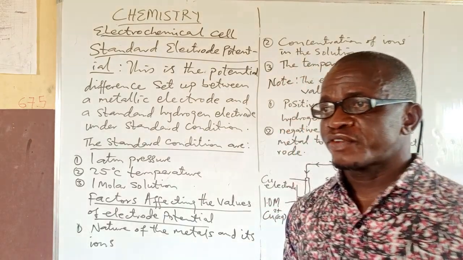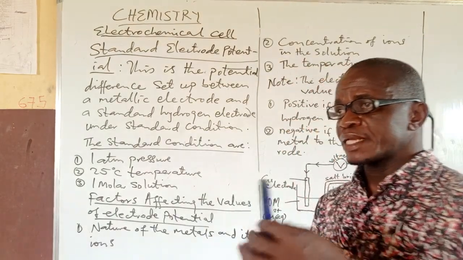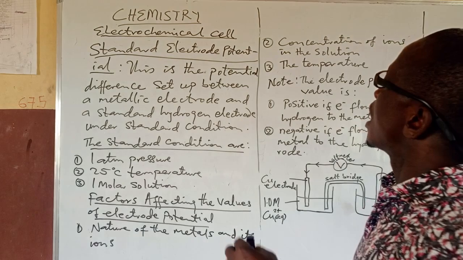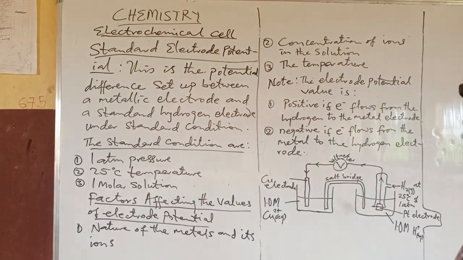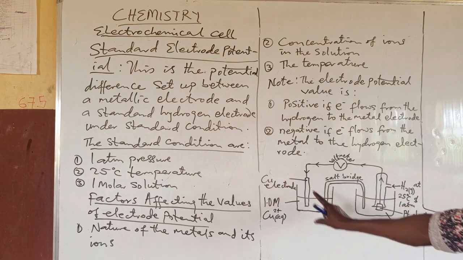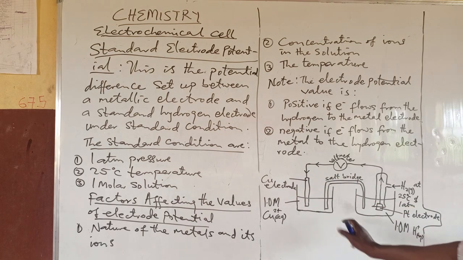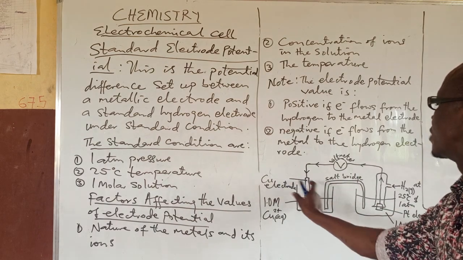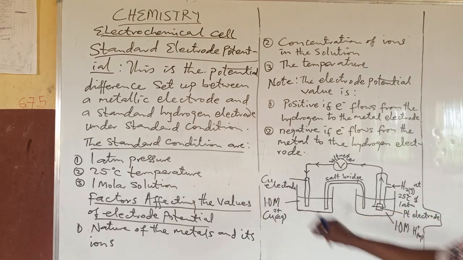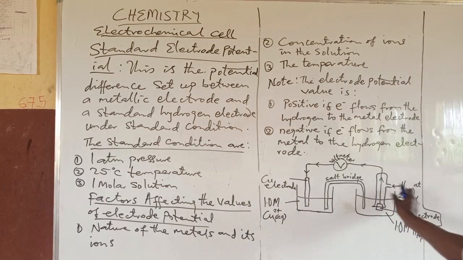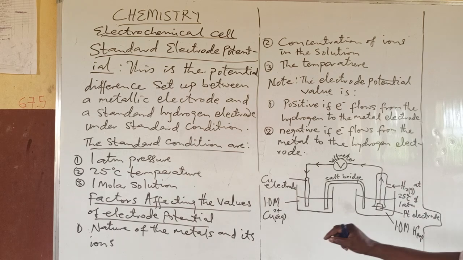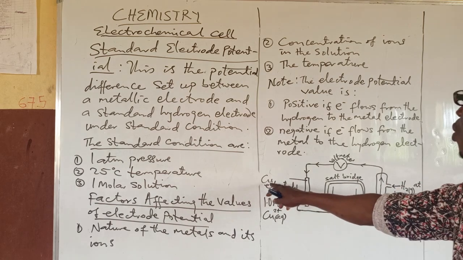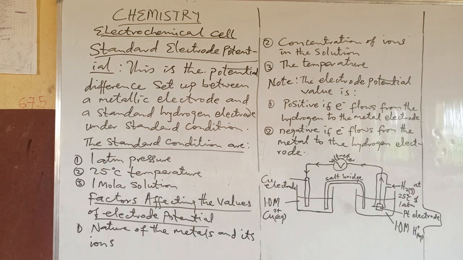The potential difference set up between a metallic electrode and the standard hydrogen electrode under standard conditions. So this is what we are talking about there. This is a metallic electrode, a copper electrode, and here the electrode is hydrogen, and we are using hydrogen as a standard to measure the potential difference of copper.